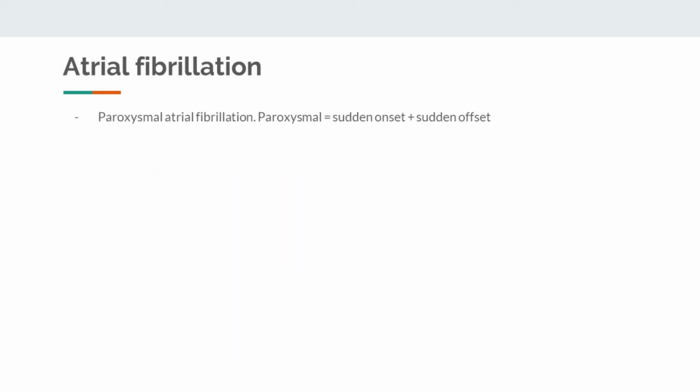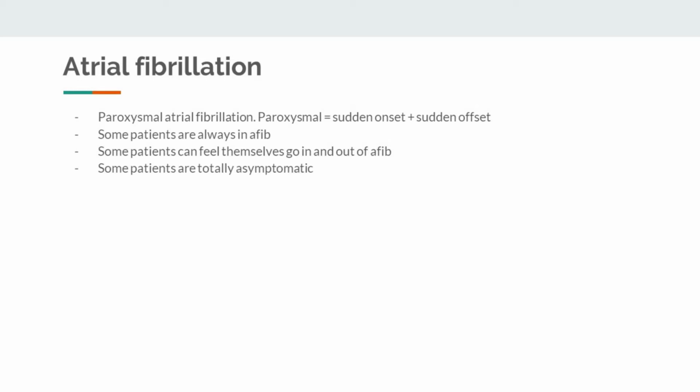Patients can have what's called paroxysmal atrial fibrillation, where they are usually in a normal rhythm, but will suddenly jump in and out of AFib. For other patients, they could always be in AFib, and that would be their normal baseline. Some patients can feel themselves go in and out of AFib, and some patients don't have any symptoms at all.